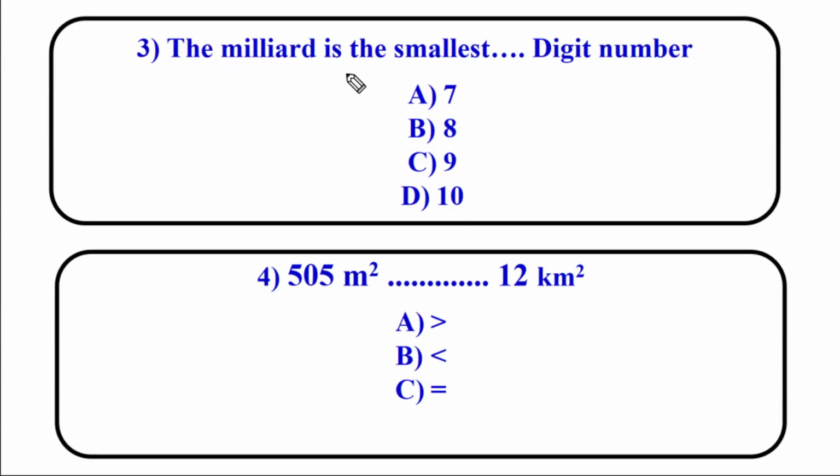3. The milliard is the smallest what digit number? We studied before that the milliard has 10 digits. So the milliard is the smallest 10-digit number. The correct answer here is D.